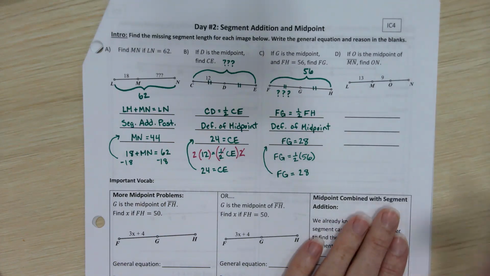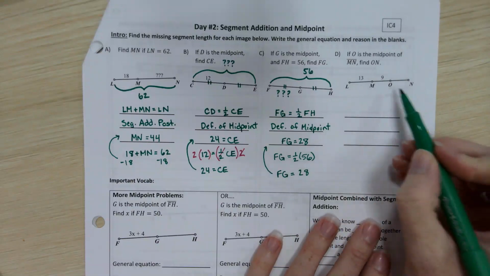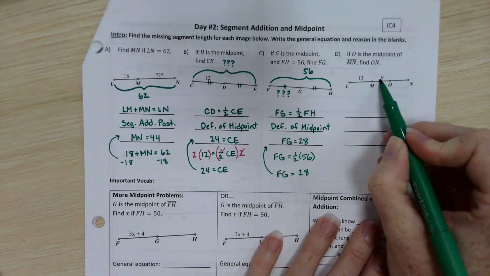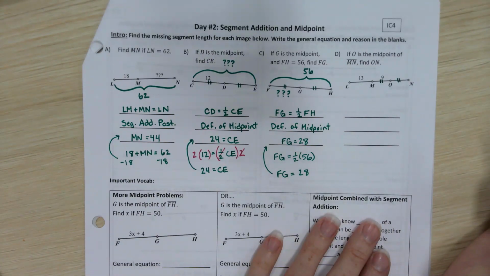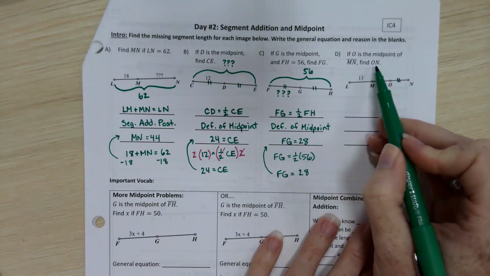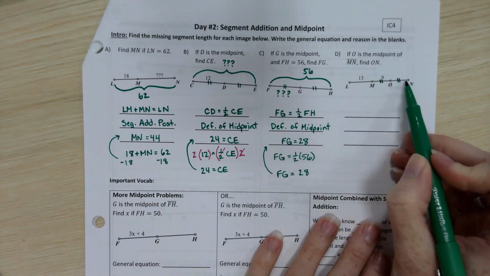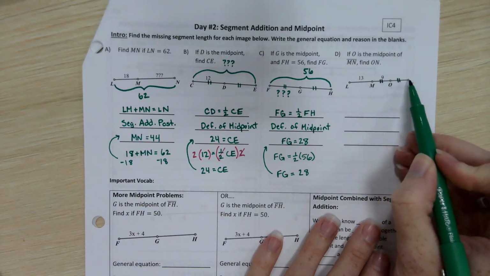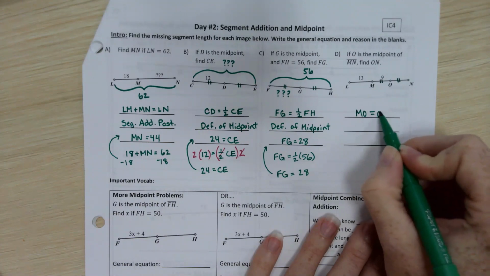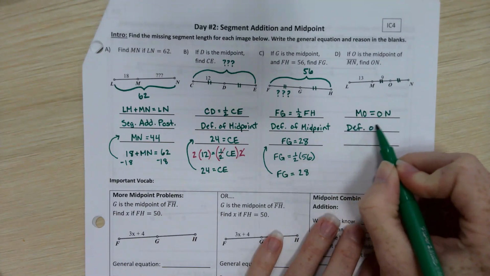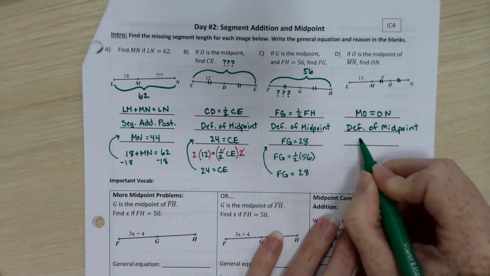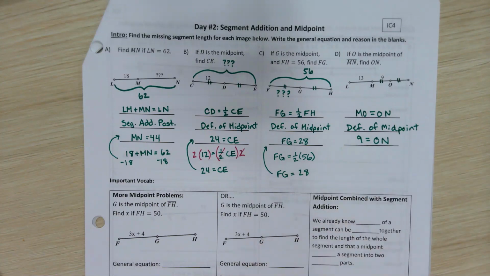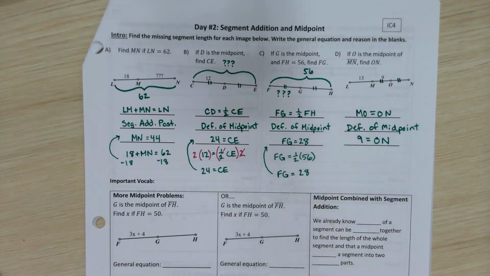Now, question D seems a little bit different, but we have a midpoint. O is the midpoint of MN. So that means that this segment between M and O is the same length as the one between N and O. And since they're asking us to find the length of segment ON, that's really all we need. MO and ON are equal. So that would be our general equation. That's thanks again to the definition of midpoint. And since we have that value sitting there as 9, we can just say that 9 is what segment ON is equal to. So that extra little portion there with the 13 doesn't even end up being important.